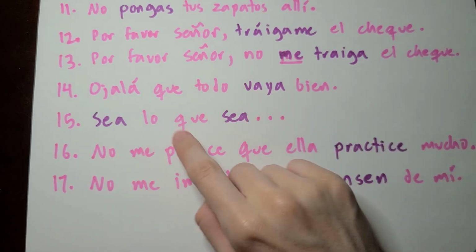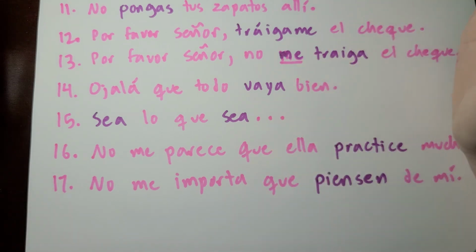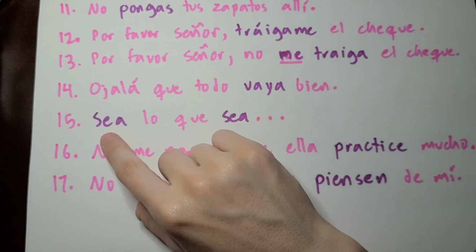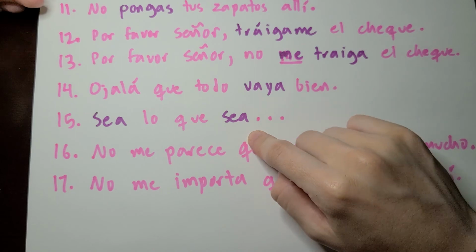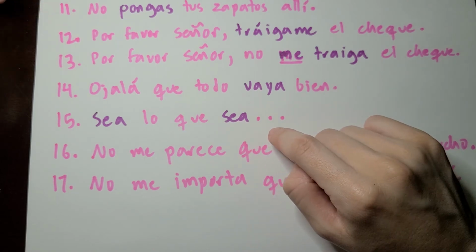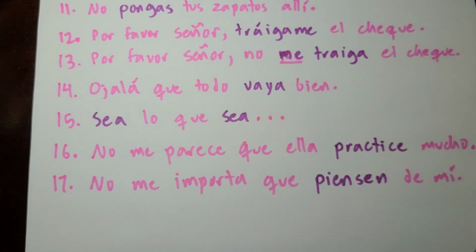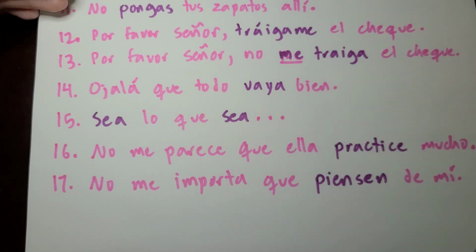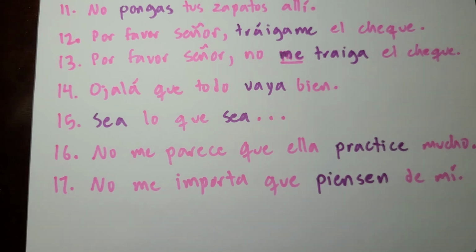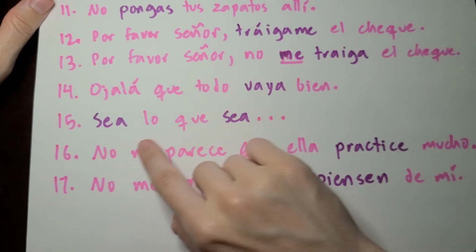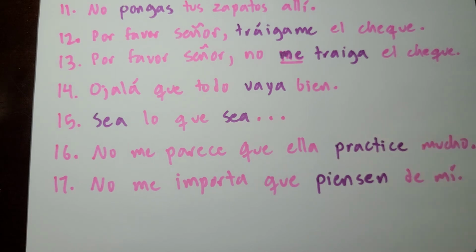15. Sea lo que sea. This is a common phrase in Spanish, and it uses sea, which is the subjunctive form of ser, which means to be. So this phrase, sea lo que sea, means it is what it is, or whatever the case is. You can use it by itself, if you're just saying whatever is, then you can just say sea lo que sea. But you can also use it to preface something else. So if somebody's giving you excuses and you're saying, whatever the case is, I want you to do this, you can say, sea lo que sea, I want you to do this.